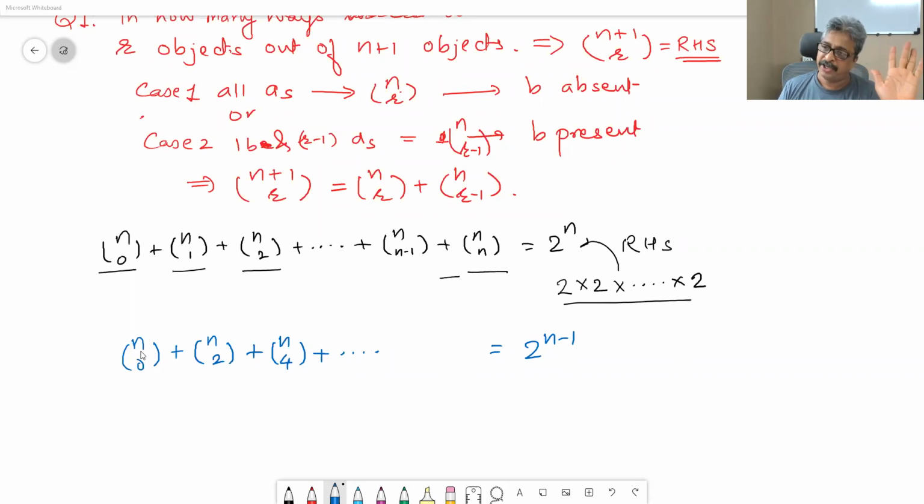n choose 0 ways. Fair enough. Or if I want to go home with 2 vegetables, I can choose n choose 2 ways. Fair enough. Or n choose 4 ways. Fair enough. Or so and so, whether n is odd or even, n choose n or n choose n minus 1. Depending upon n being odd or even, the last term will be there in the LHS. Understood? Very good.